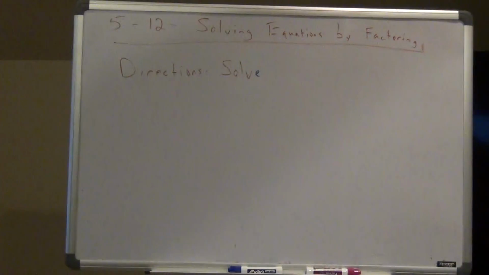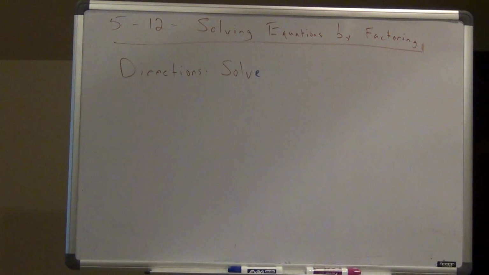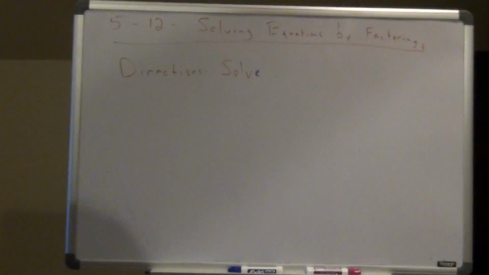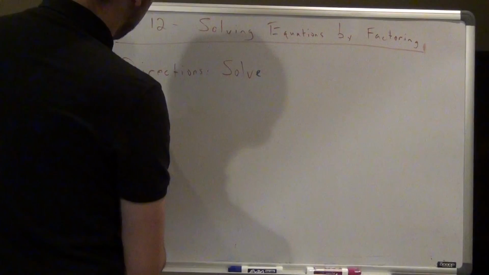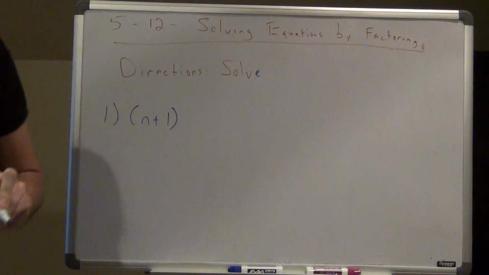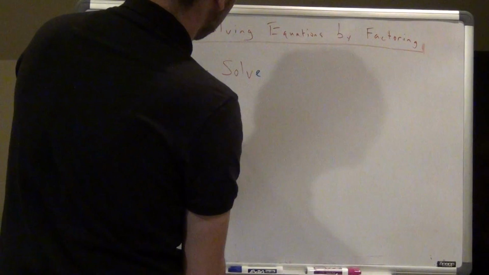Alright? So let's say you get... Sorry, guys. So the first two are going to be very, very easy. These are going to be like, you should be like, give me questions. So let's say I get n plus 1 times n plus 9 equals 0.